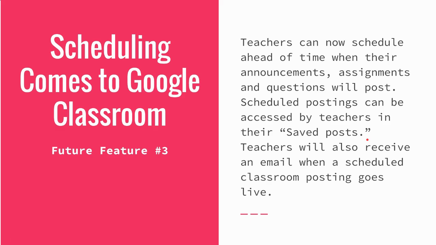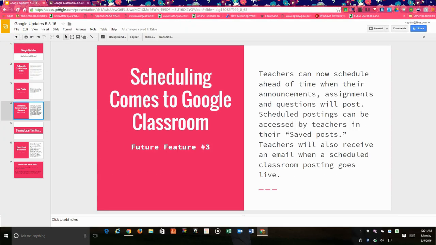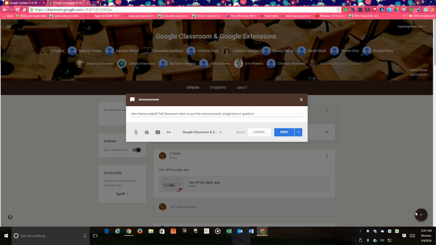And then once the post goes live, you will get an email telling you, reassuring you, hey, this post went live. So let me show you how that looks inside of Google Classroom. We go in here. I've clicked on the plus sign and announcement, and I've created an announcement. New feature added, tell Classroom when to post the announcement, assignment, or question. And now I want to schedule it.